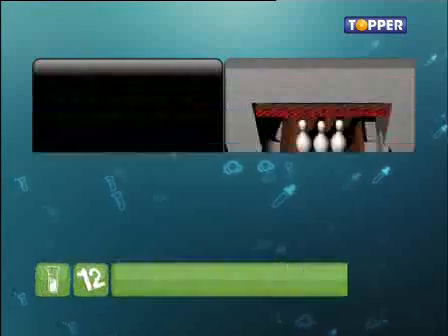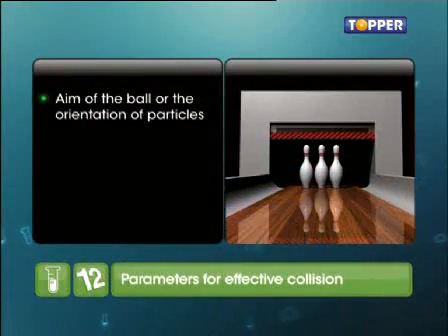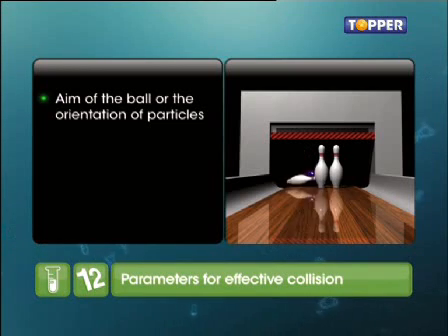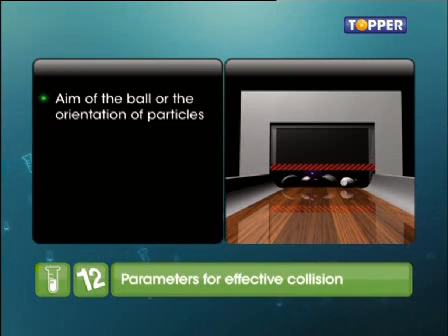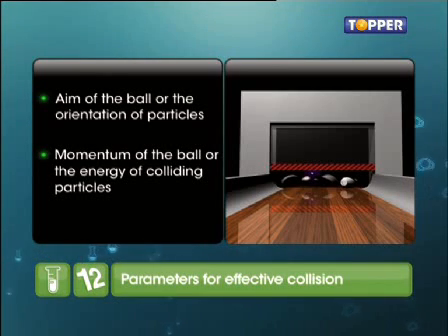Let's now go back to our virtual bowling alley. If you recall, we had defined two parameters for a successful impact between the ball and the pin. One was the aim of the ball, which we can relate to the orientation of particles before collision. The second was the momentum of the ball, which we can now relate to the energy with which particles engage in a collision.